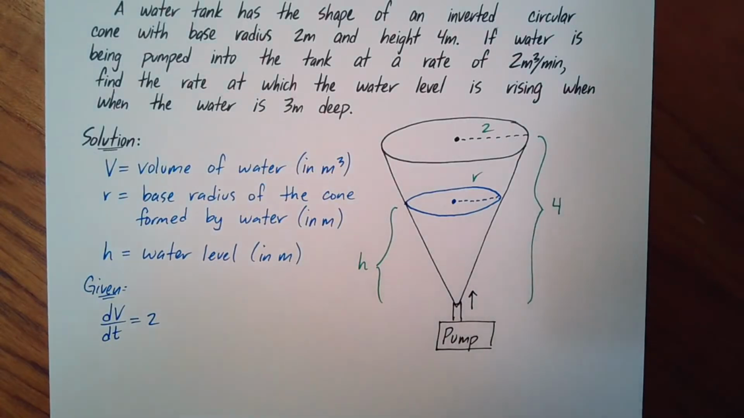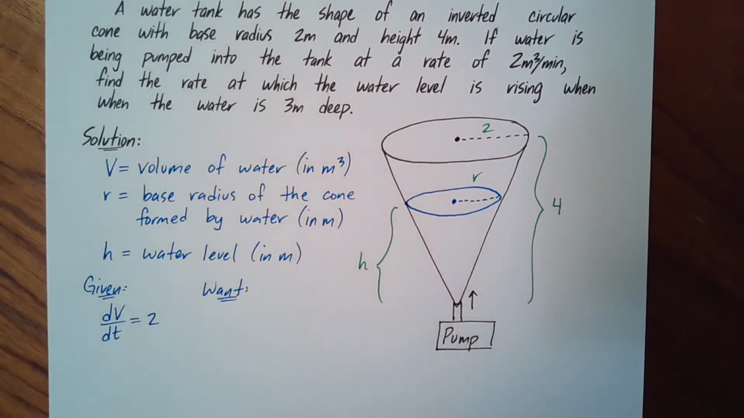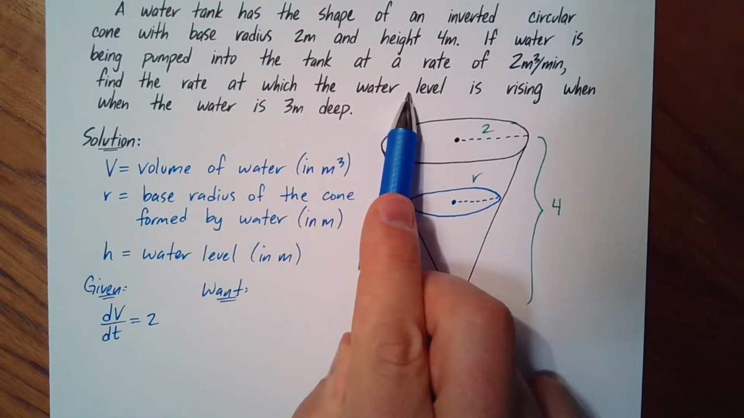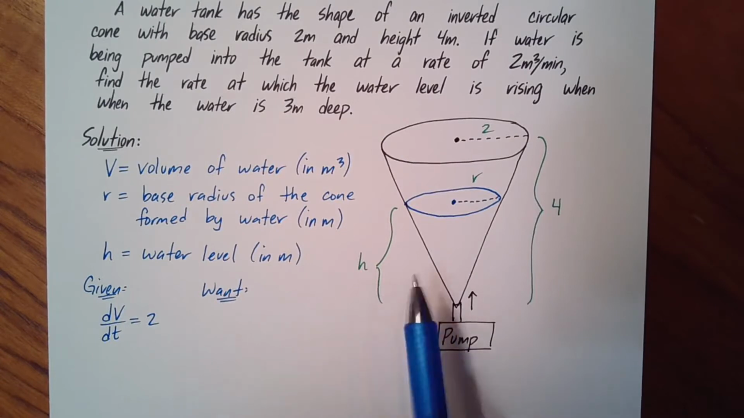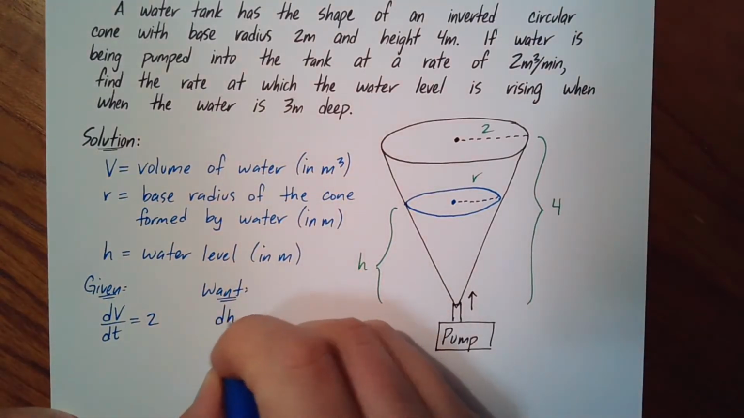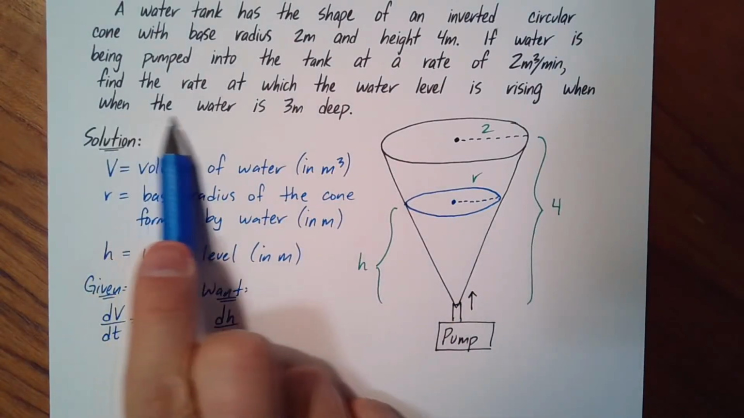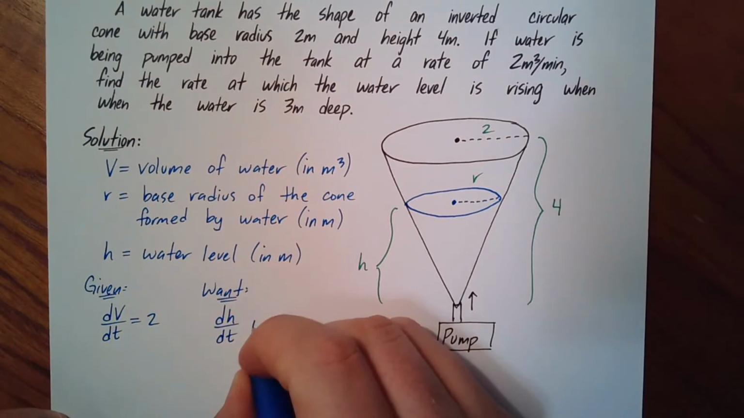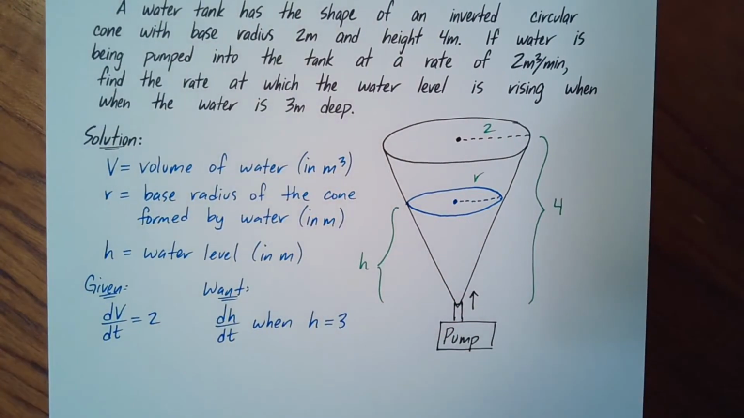And what do we want? What are we asked to find? Well, we were told to find the rate at which the water level is rising. So that's the rate of change of this variable h. Right? So we want dH/dt. And we want it at the particular moment in time when the water is 3 meters deep. So in other words, we want dH/dt exactly when h itself happens to be equal to 3. That is really what we want to do.